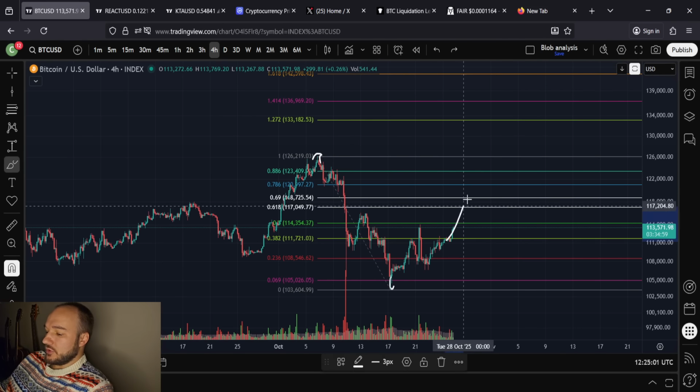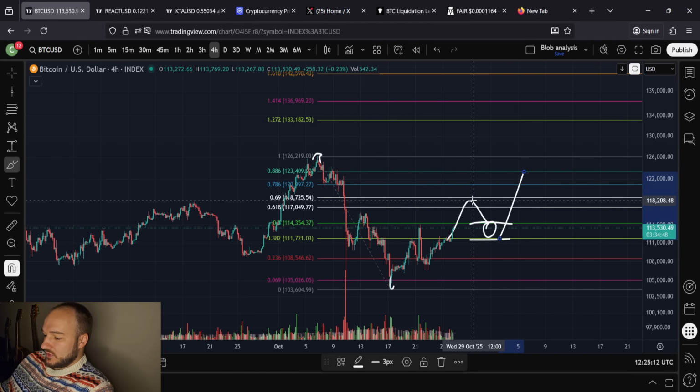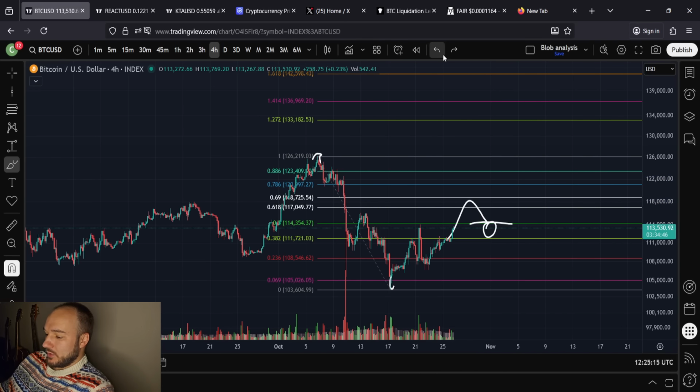Typically, with the golden ratio, you do stop there on the first attempt, and then you come back and you find support here within this range, maybe right at this line, or maybe in between, and then you move up afterwards. Okay, resistance, support, and then you continue to move up afterwards. So I would think that we do stop at about 117 to 118.7K.